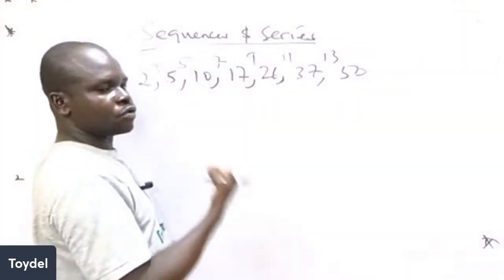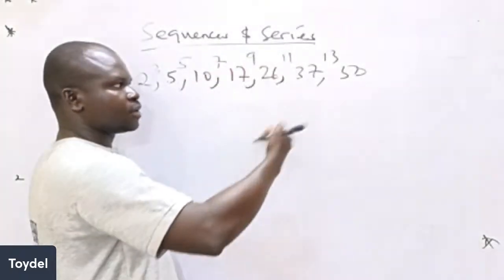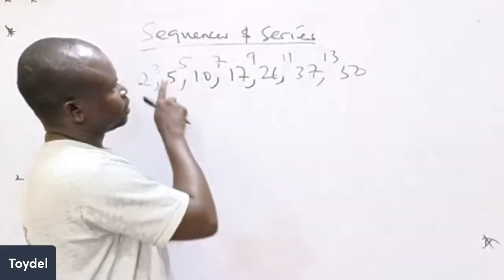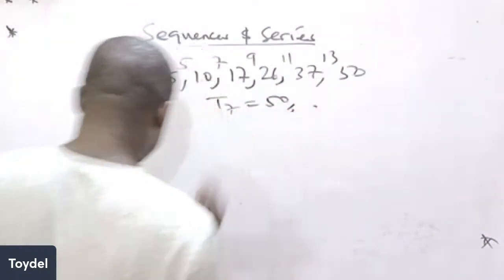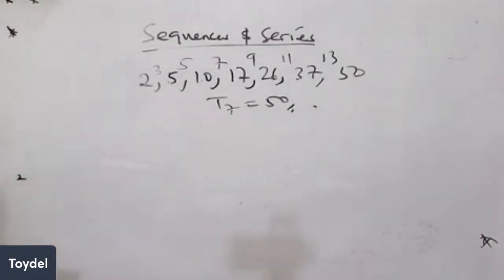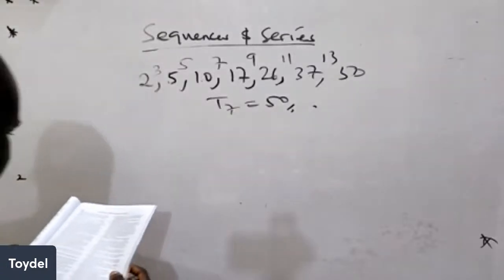You keep adding 2 to the difference of the next term. So the seventh term here will be 50. That's what we are going to get. The difference here is somehow unique; it's not common. So there's another question here. This is a theory question.